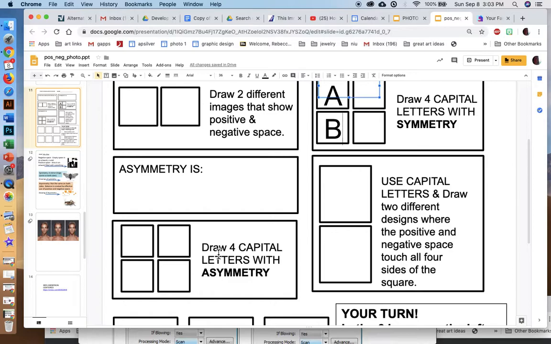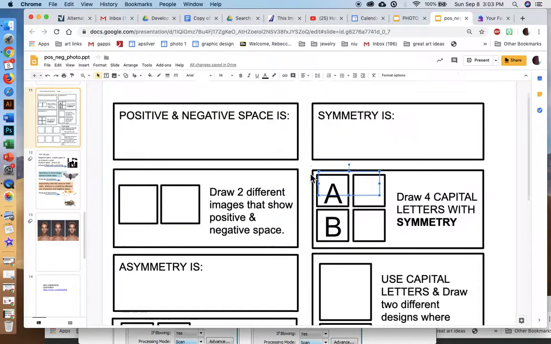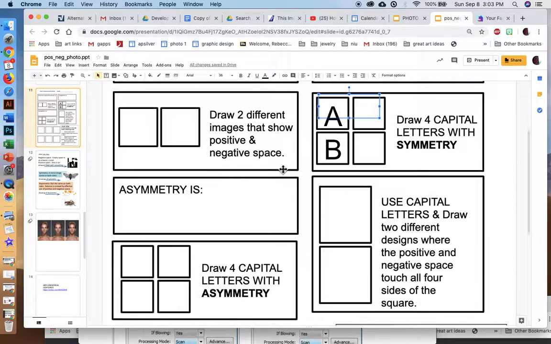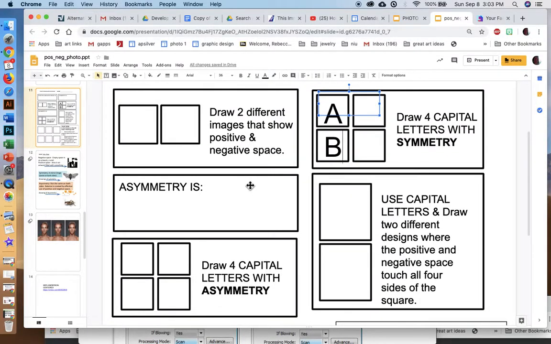Pretty simple. And then I'm going to get into how to achieve balance using positive, negative space touching all 4 sides. So what exactly am I talking about? So I'll get into that in the next part of the video. But now you have the definition for symmetry, the definition for asymmetry, which I think in your mind's eye you probably already knew.